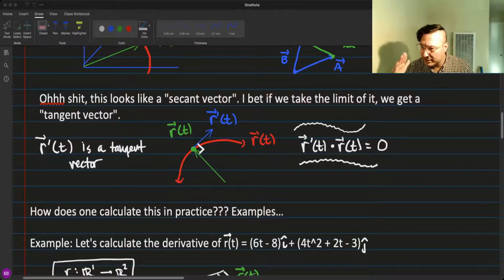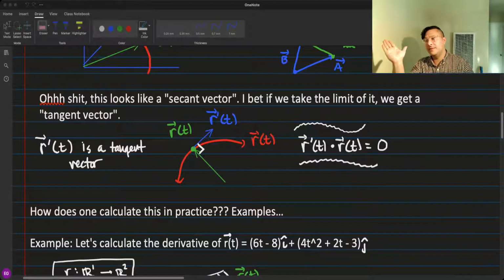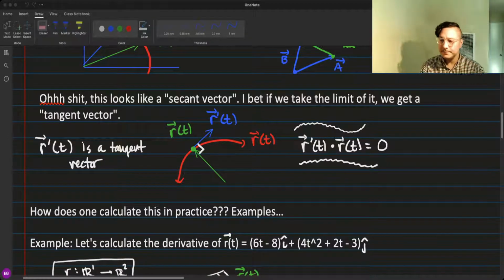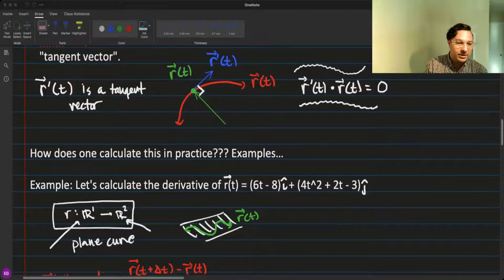And so then I drew the picture right here. You can see that you have your green vector r of t, and then you have your blue vector r prime of t, your derivative. The two of those form a right angle with each other. They're orthogonal, right?